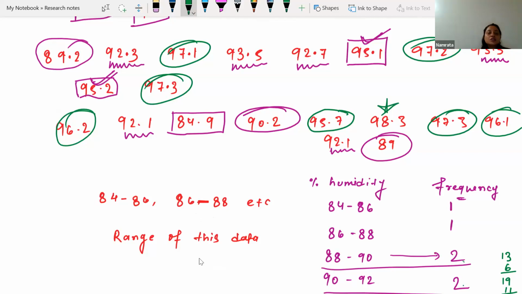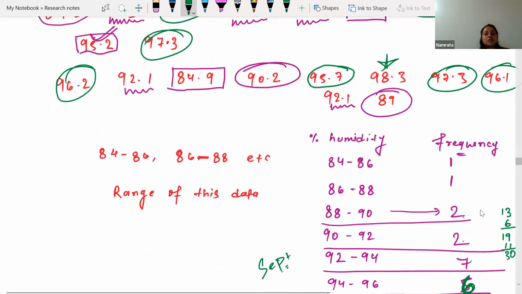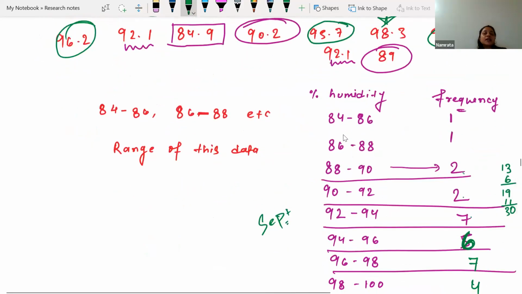88. So this information is also given. Accordingly, we have taken the interval and we have listed down the frequency. As we know, whenever we are taking the frequency, in between 84 to 86, we will not be considering 86. So we will be considering it in the next interval, that is from 86 to 88. Accordingly, we have listed down the frequency.